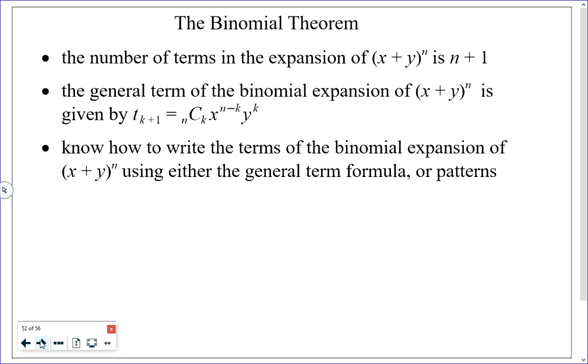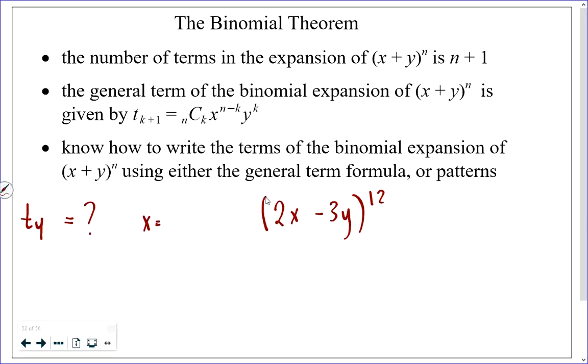So for example, if I said to you that we have 2x minus 3y and we are raising it to the 12, a very basic kind of question, an entry-level question, would be: what's the fourth term equal to? So you need to recognize that since it's the fourth term, we're talking about a key value for that term of 3.